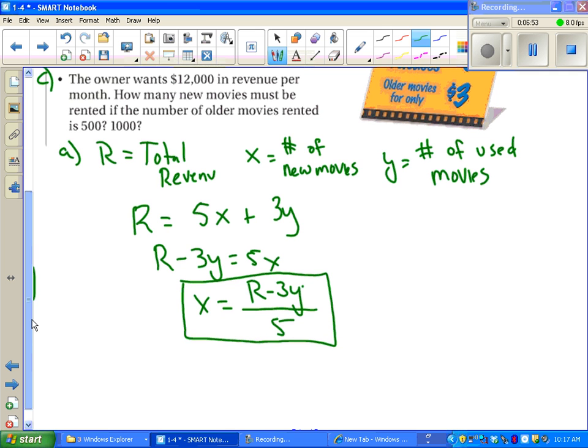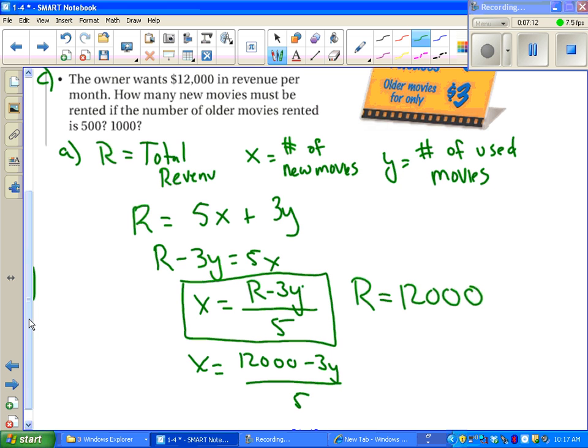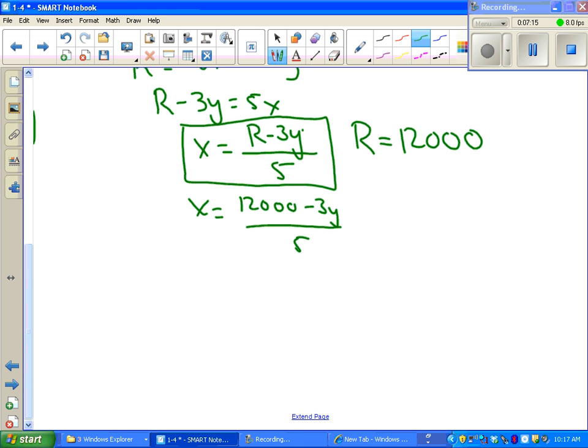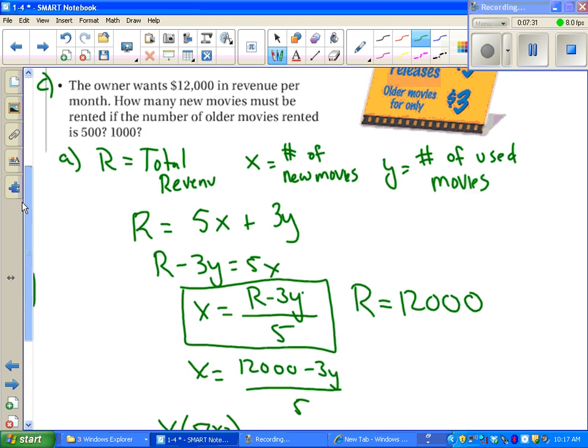Sounds like we've got 2 problems to figure out. We know revenue is going to equal 12,000. Now we've got 2 problems to do. For both of those problems, we're going to say x equals 12,000 minus 3y over 5. First, we're going to plug in 500 for y, then we're going to plug in 1,000 for y. And what this will tell us is how many new movies have to be rented if this many used movies are rented.